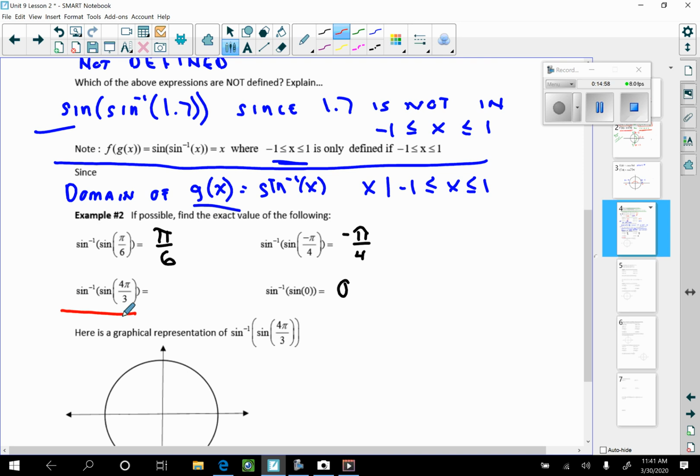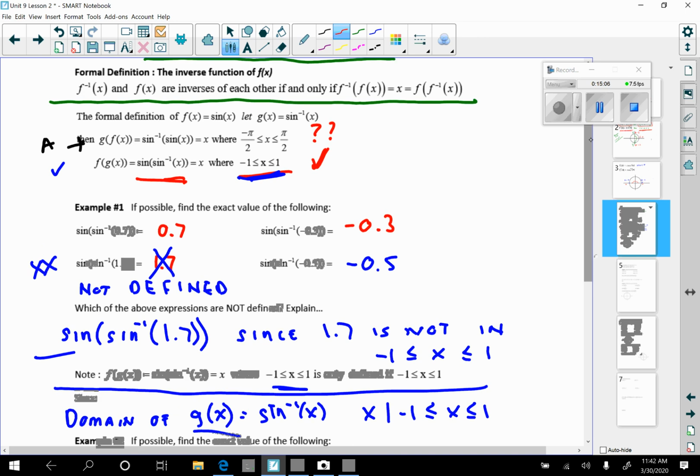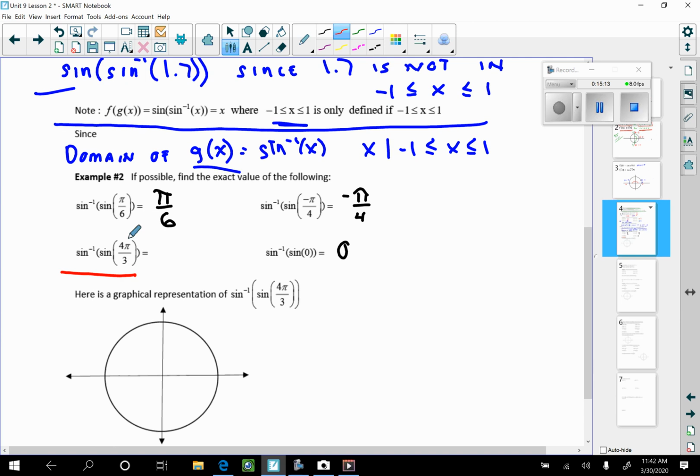Inverse sine of sine of 4/3 pi. Well, 4/3 pi, ladies and gentlemen, is not between -pi/2 and pi/2. Sorry, it's not there. So maybe this thing is undefined. Well, let me tell you, it is defined. And we're going to use a graphical representation to figure out what that actual value is.